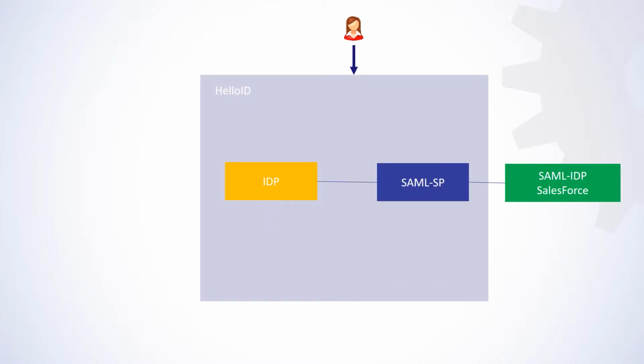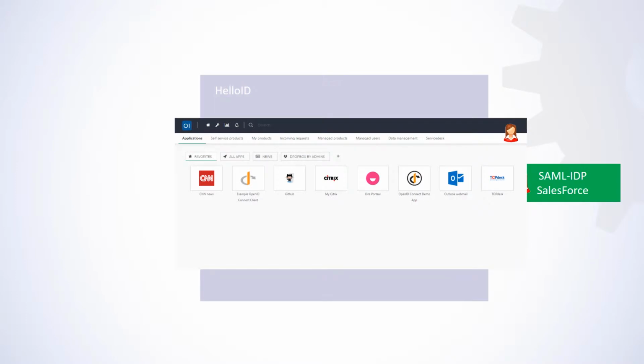Let's use the SAML IDP case. The user identifies themselves first in Salesforce, and subsequently, the user is automatically identified in HelloID itself via the SAML IDP SP mechanism. After the successful identification, the user has access to the portal and can open the applications.